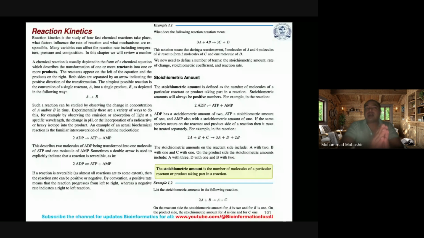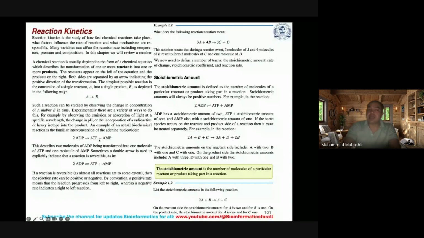So these are the things which you need to understand, and the variables which can affect the reaction would be temperature, pressure, compositions, and a few more factors also. A chemical reaction is usually depicted in the form of chemical equations, as I have shown. Now I'm just going to explain, for example, 2 ADP molecules will form 1 ATP plus 1 AMP.